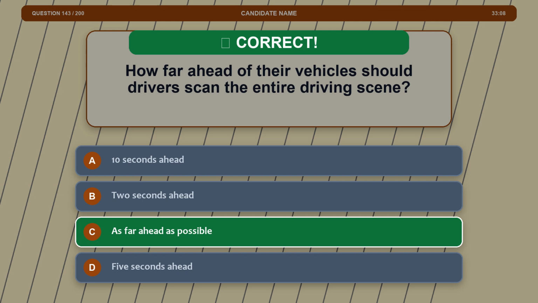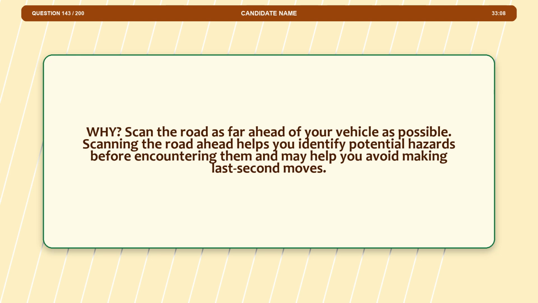The correct answer is option C. As far ahead as possible. Explanation. Scan the road as far ahead of your vehicle as possible. Scanning the road ahead helps you identify potential hazards before encountering them and may help you avoid making last-second moves.